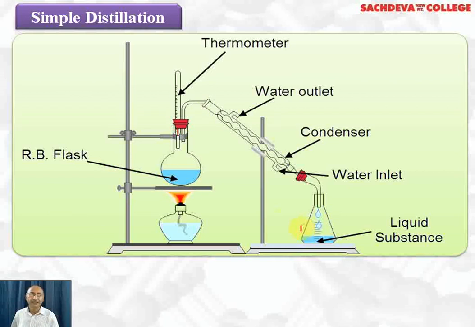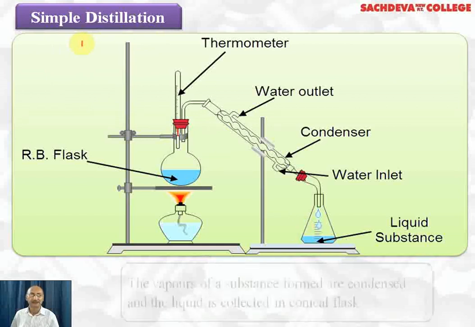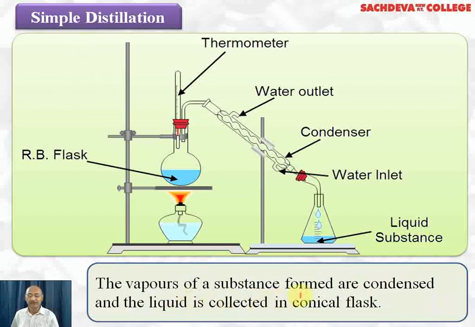So the main criterion is that simple distillation is used when the impurities and the substance to be purified have a large difference in boiling point, 20 to 30 degrees centigrade at least. The principle is that the vapors of the substance formed are condensed and the liquid is collected in the conical flask.